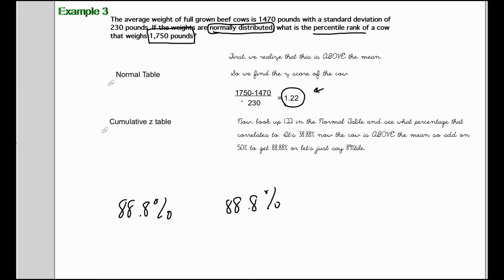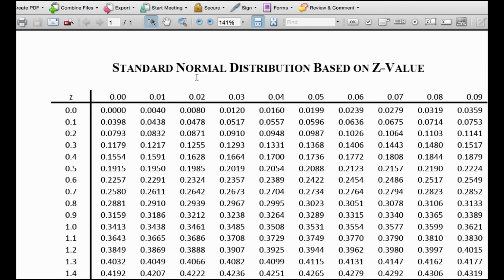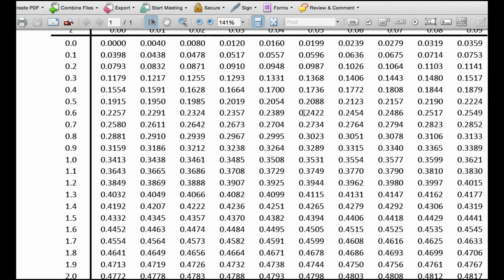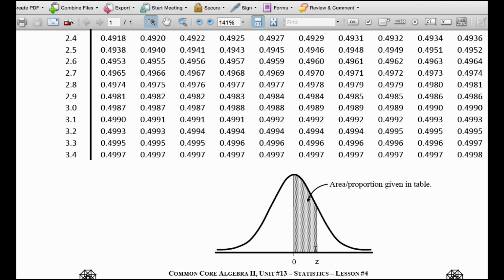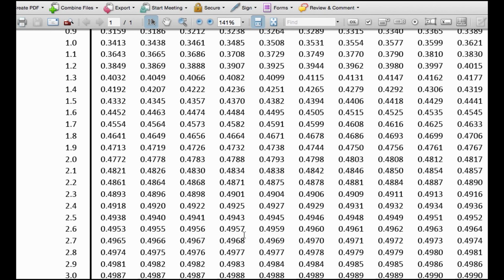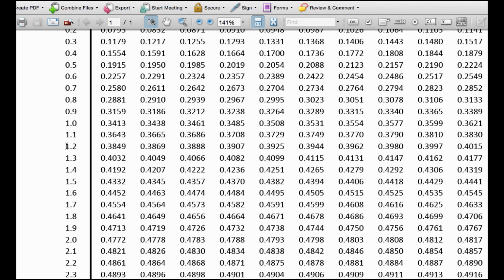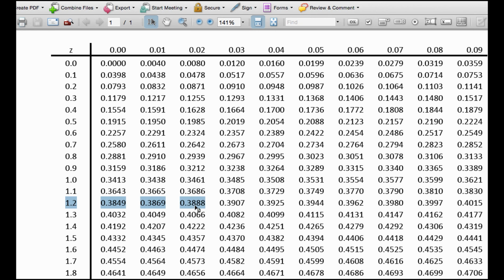But I want you to come over here. And when I was in school, and we didn't have this, we had to use tables. This is a normal distribution based on a z-value. You have this in your packet. So basically, this is what I would do. I'd come down here, and the first thing I would check is, what kind of z-score is this? This is something that gives me the area from the mean to my z-score. So my z-score for this cow was 1.22. So I would look here and I would say, whoops, 1.22, I think that's 2 right there. Yep, is 0.3888.